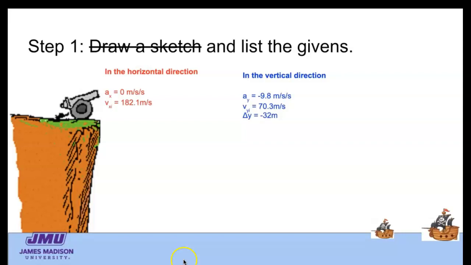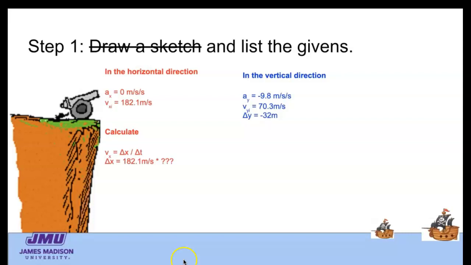I need to determine how much time. No, I'm sorry. I need to determine how far away it is. So I need to calculate how far away it is in the x direction. It seems like it's pretty easy, right? I could just say the velocity in the x direction equals the displacement divided by the time. Like I just said a few seconds ago, what's going on in the x direction is really straightforward most of the time. I could just say delta x equals the velocity in the x direction, 182.1 meters per second, times delta t. But I don't know delta t.